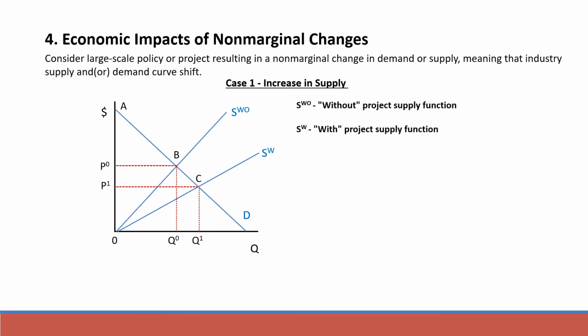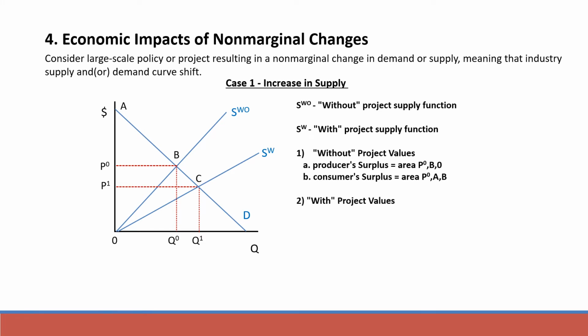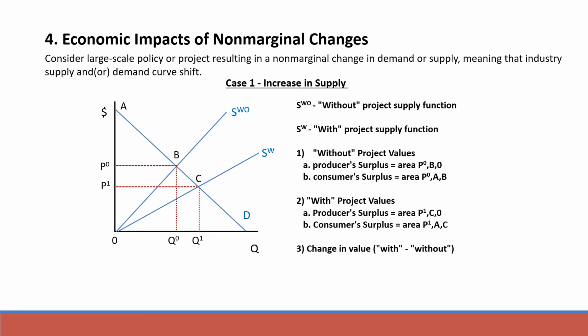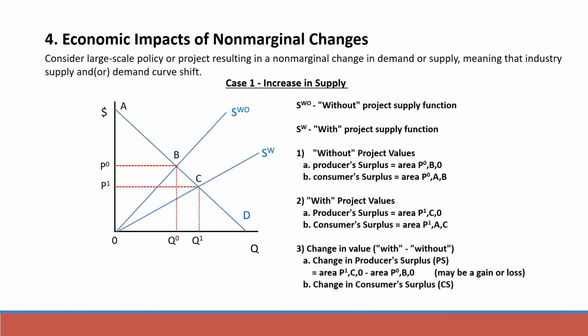We can show these terms here. Then we reach the new producer and consumer surpluses with the new project and without the new project, and the change in value is when we subtract these two areas from each other. At first, without a new policy, this area is the consumer surplus, and this area is the consumer surplus after the policy change, and this area is the new producer surplus.